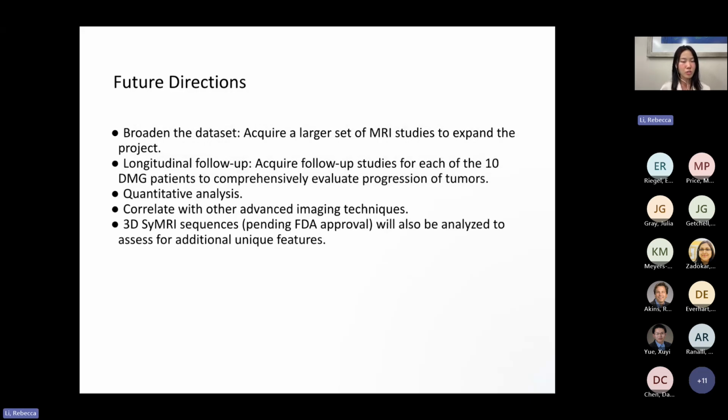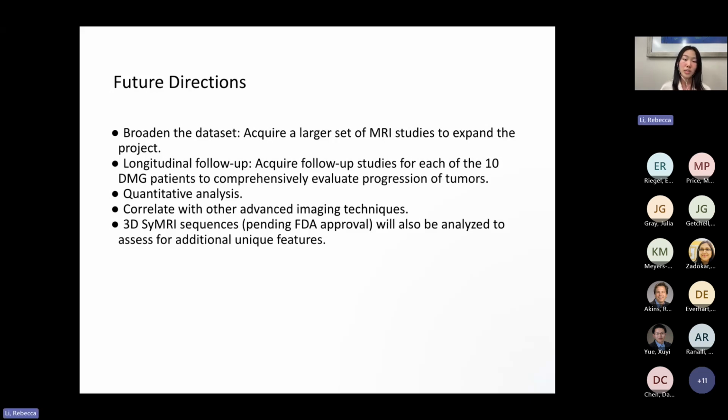Some future directions would be to broaden the number of MRI studies, and also to follow up on the 10 diffuse midline glioma patients to evaluate for the progression of the tumor, since some of the scans weren't done with synthetic MRI, like in the initial study or in the follow-up study. So there were few studies where we could see both the initial and the follow-up.